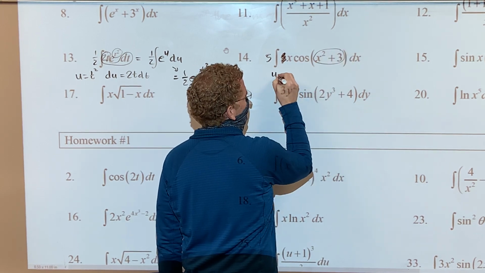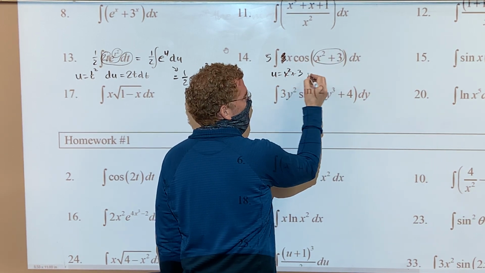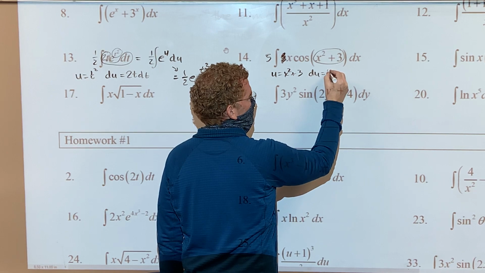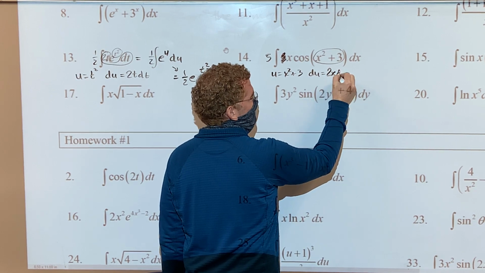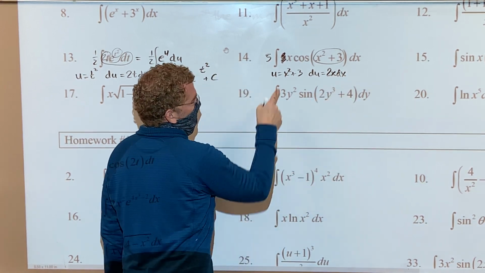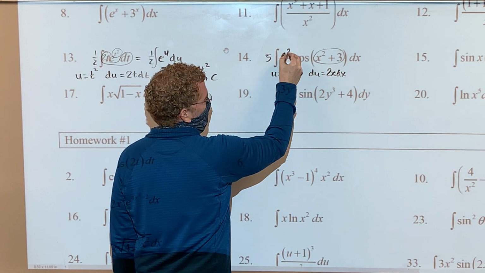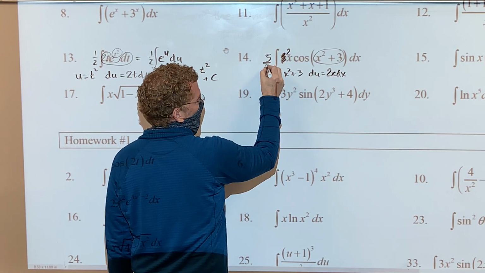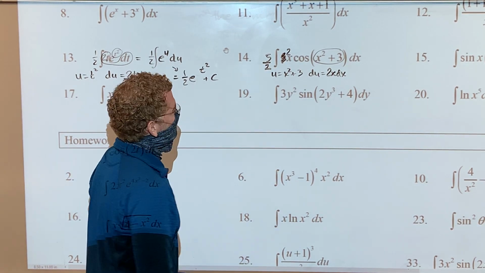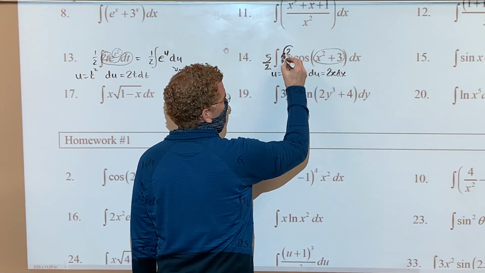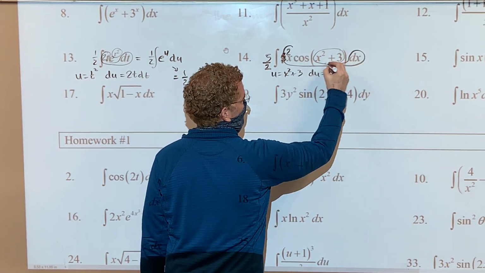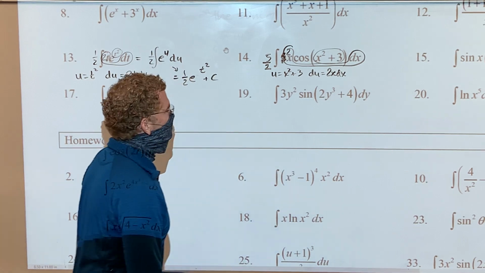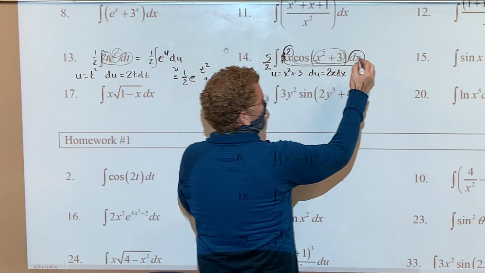So if u is x squared plus 3, what's the du? 2x dx. So move the 1/2 out and put 2 on. So I can put a 2 there, balance it with the over 2, 1/2. There's my u, the 2x dx is my du. So what am I left with when I rewrite this?